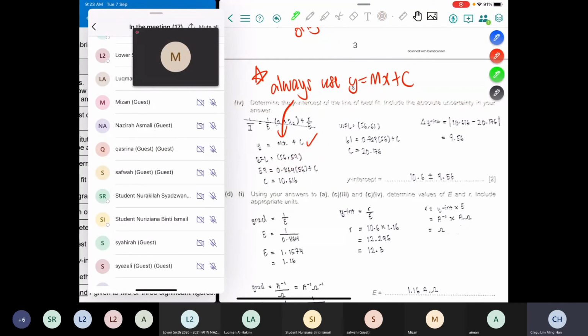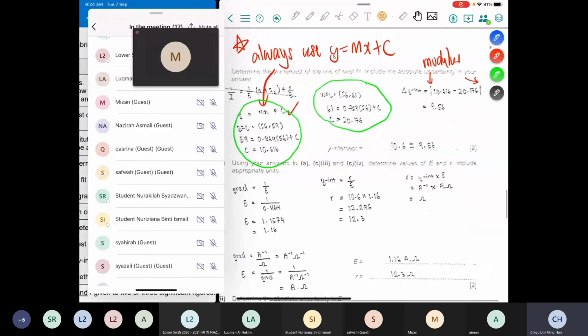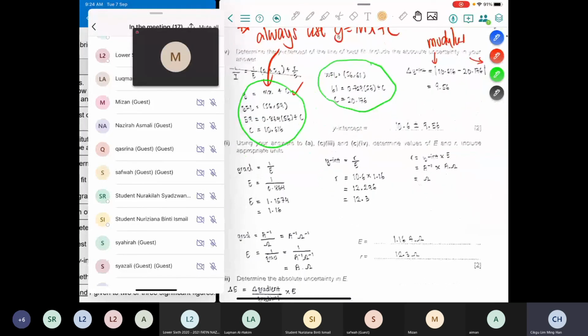Again, you need to do both the worst fit line and the best fit line. The reason is again the same: you do the worst fit line and the best fit line to get the uncertainty for the gradient. Here you see Fatin did the modulus. This is called the modulus in maths. The purpose of the modulus is to get rid of the negative sign. So this one is fine, done.